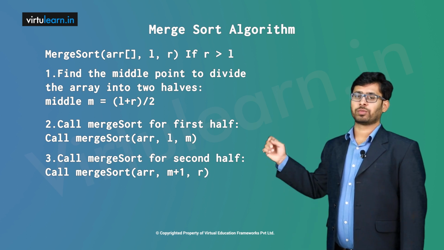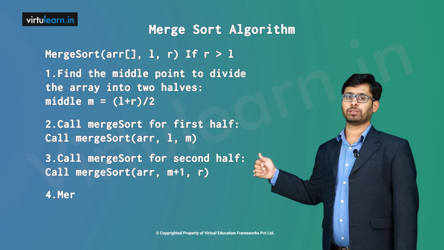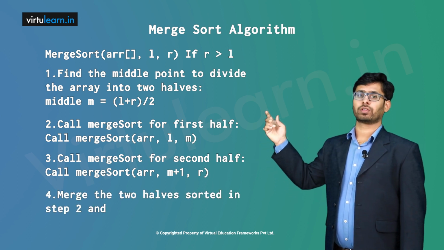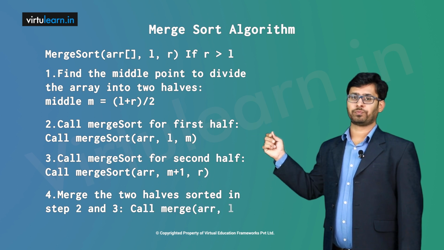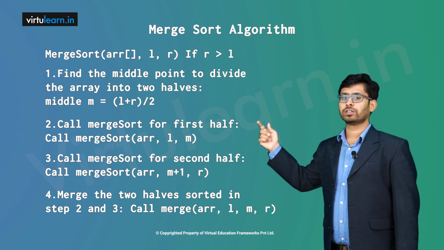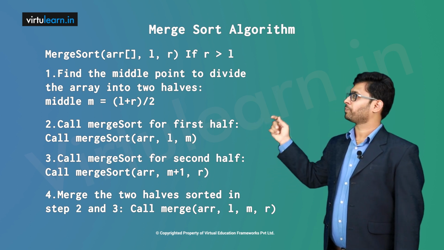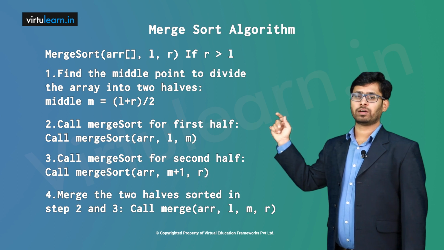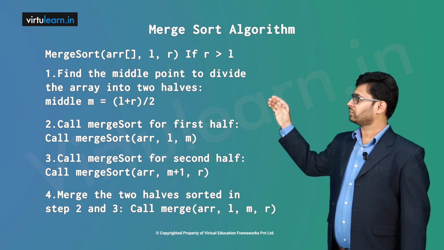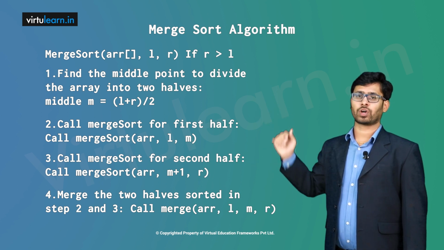The last step is, after calling these two merge sorts, we call the merge function, where we merge the halves sorted in steps 2 and 3, that is, call merge of array, left, mid, right. So this is how the elements are sorted according to the algorithm of merge sort.